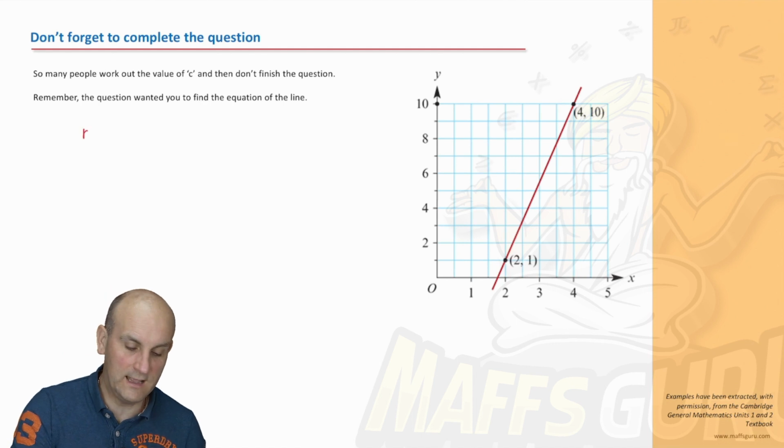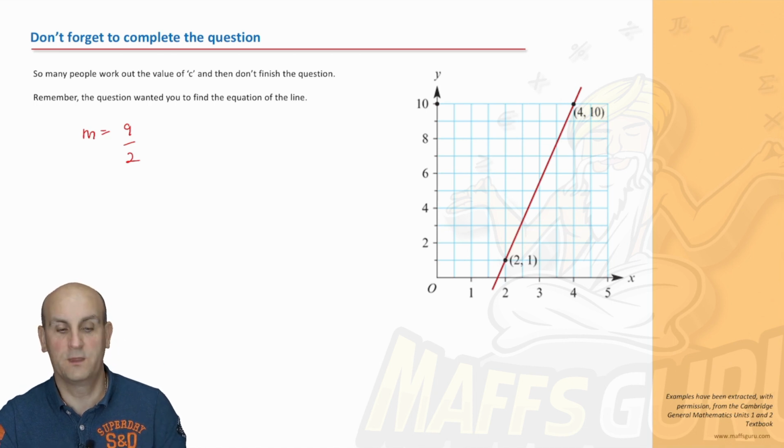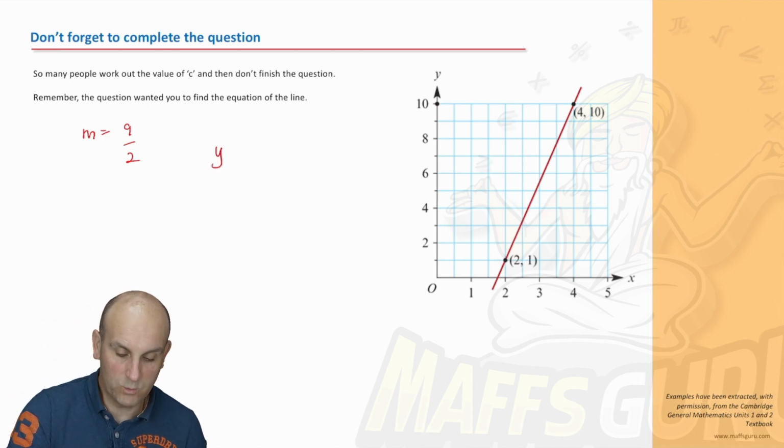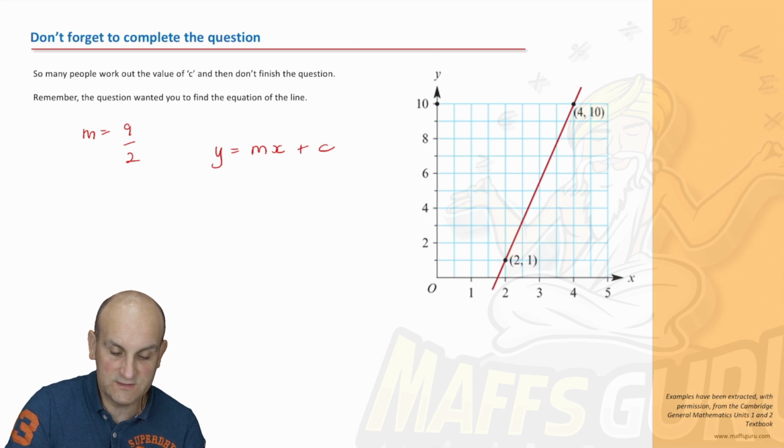We already know that m here was equal to 9 on 2, yes? Let's just check that. 2 across and 9 up. And we know my equation is y equals mx plus c. Now we are trying to find the value of c.